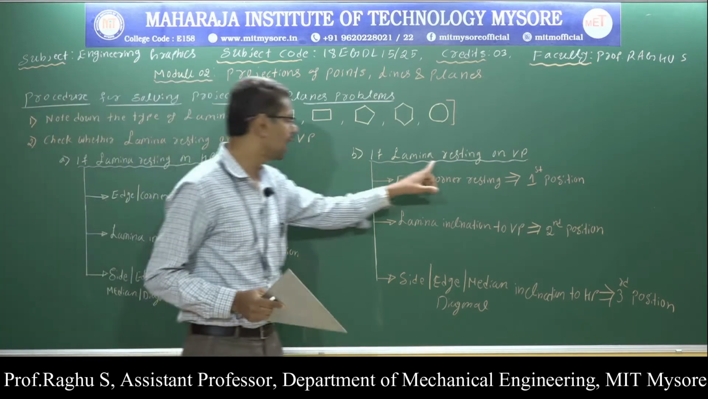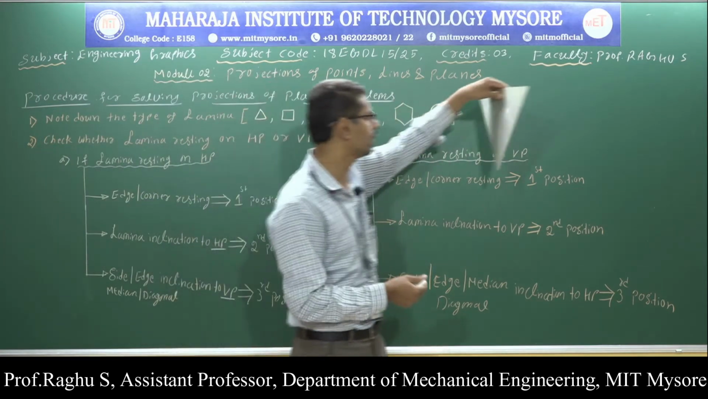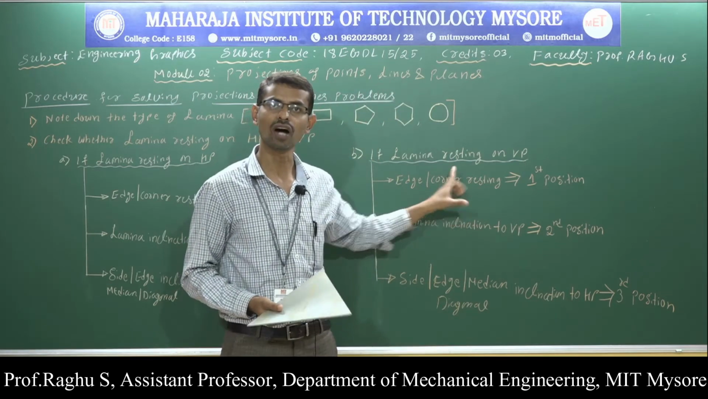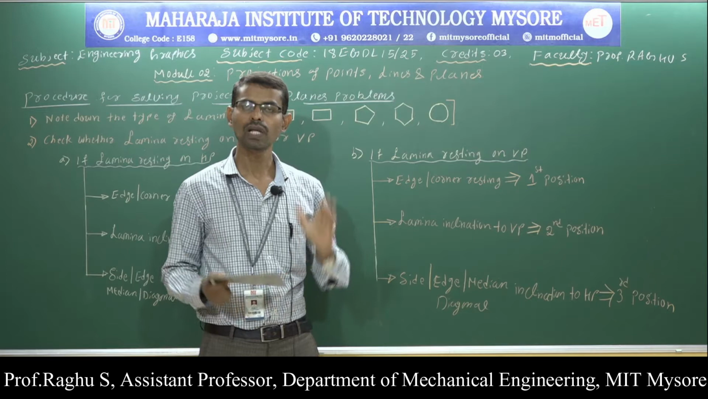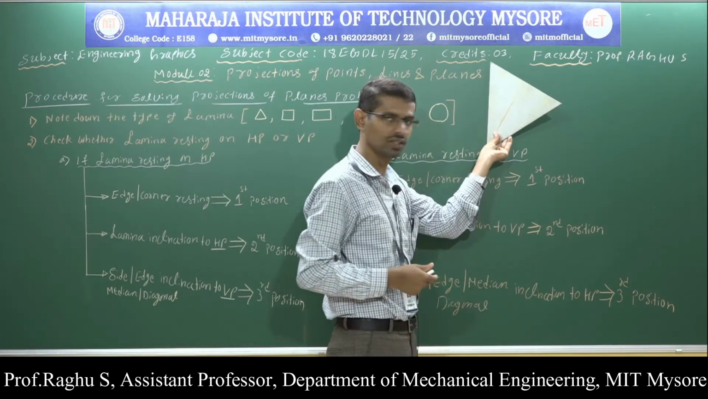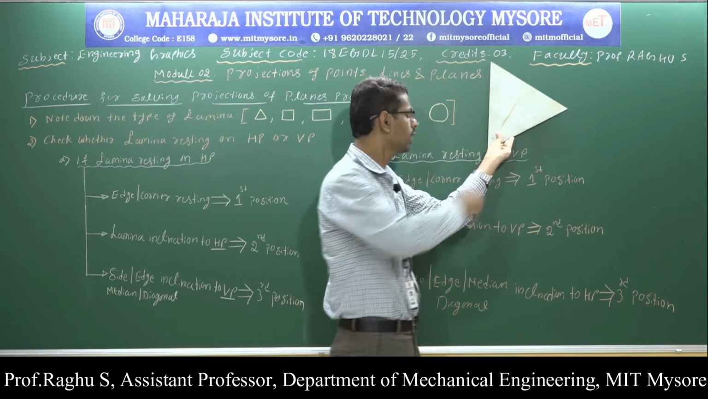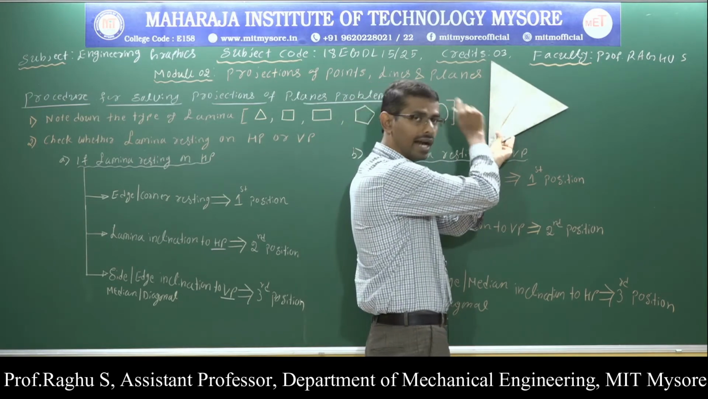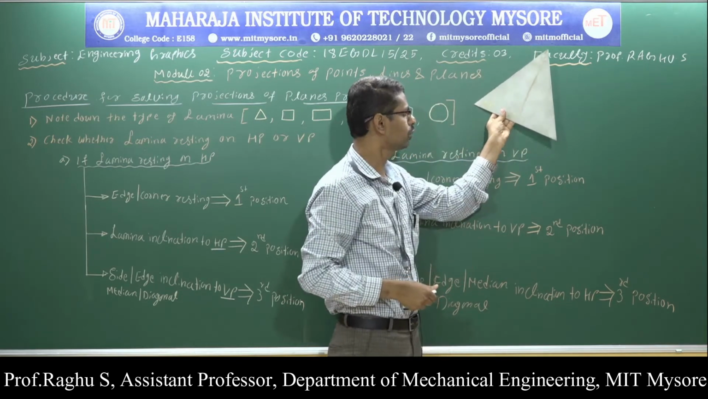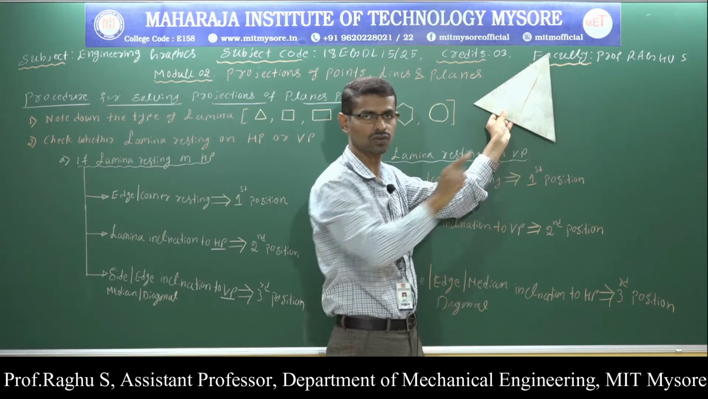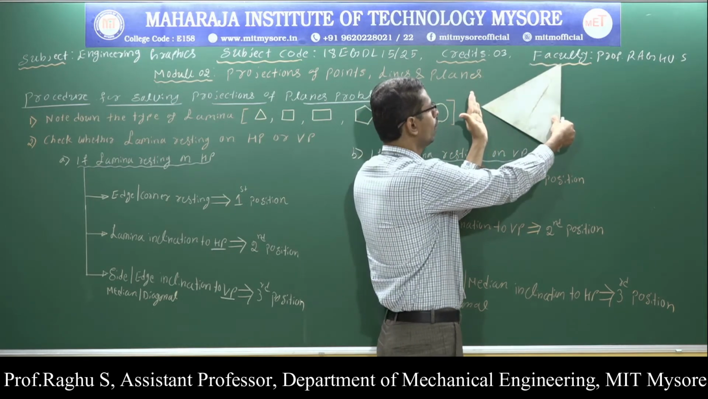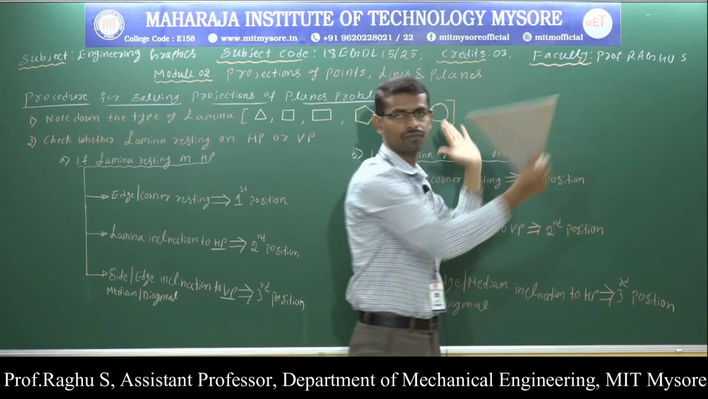Similarly, suppose the lamina is resting on VP, next check whether the lamina is resting on an edge or corner. If the lamina is resting on an edge, start the first position with the edge resting condition. Here the edge should come towards the left side. Next, if the lamina is resting on a corner, start the first position with the corner resting condition. Towards our left side, the corner should come.